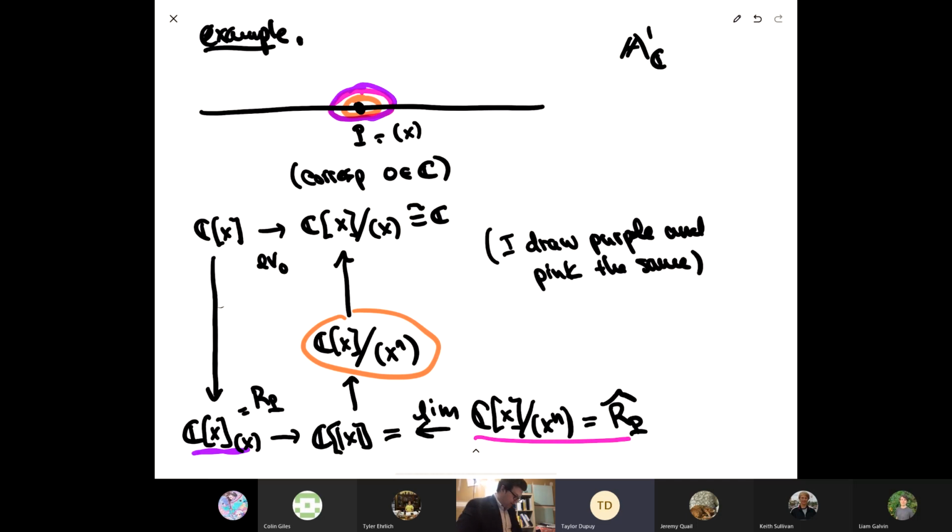But yeah, there's a comparison between this localization, which is the neighborhood I called the stalk neighborhood, right, and the completion. And the completion is built up out of all the infinitesimal thickenings. And yeah, that's really all I have to say about that.